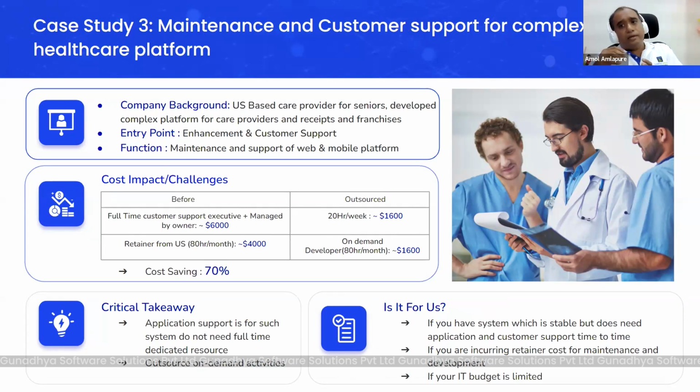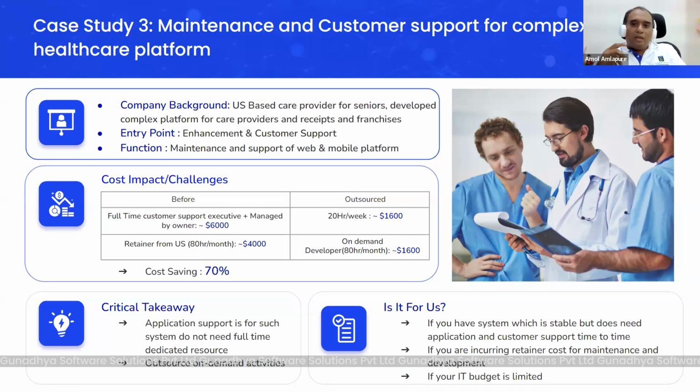The client is a US-based healthcare provider for seniors. They provide franchisees in different states, and somehow they developed quite a complex web and mobile infrastructure. We basically got involved in one of their enhancement phases, and now manage their technical platform, and also customer and application support. Before we came into the picture, they hired local developers for maintenance and enhancements, and customer support was managed by one of their associates.